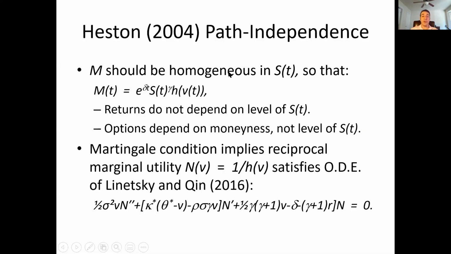Instead of using that, I'm going to use the reciprocal of h. So I call that n. Peter Carr called it n also. He said it was n for numeraire, and I said, oops, I just use n because it's the next letter after m. But in any case, it's easier to express the prediction in terms of the reciprocal of the pricing kernel, which is basically a function of the state. And in this case, we get the same PDE as Linetsky and Chin did when they analyzed the square root process. And it's the equation at the bottom of the page. It's an ordinary differential equation.